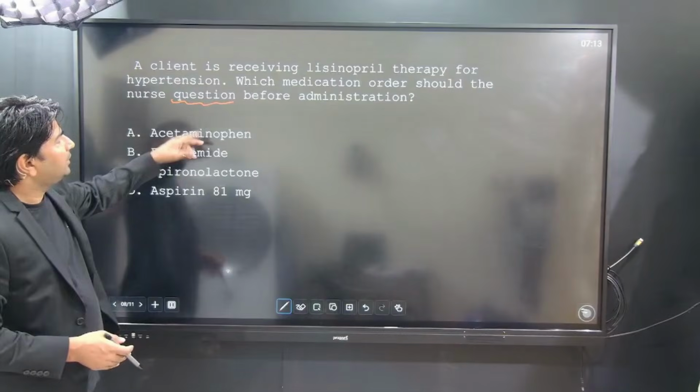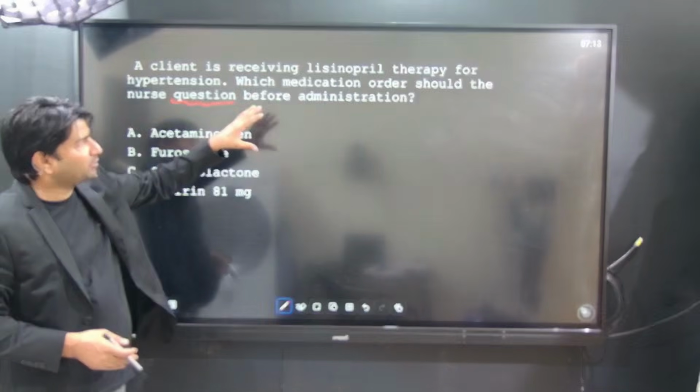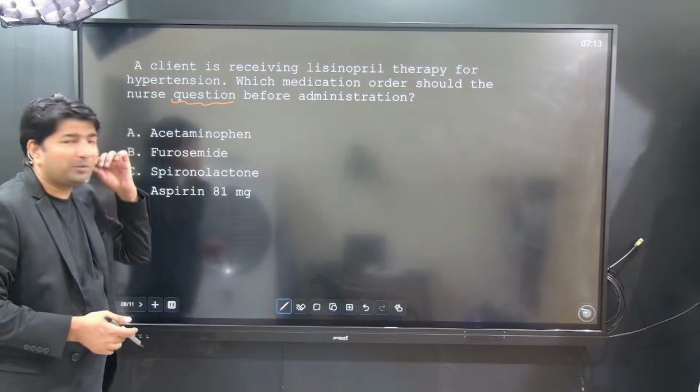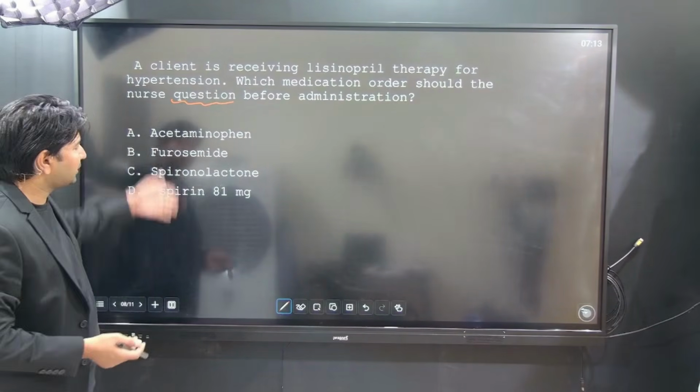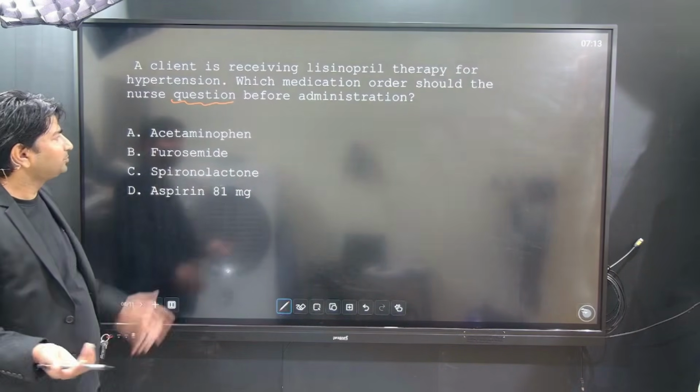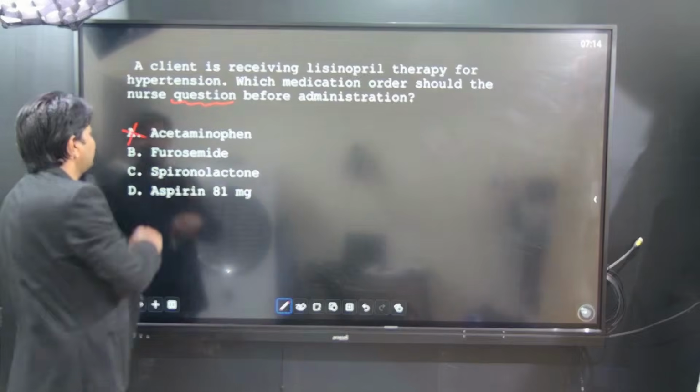The first option is acetaminophen. Now, with Lisinopril, you have to keep this in mind. Because of Lisinopril, potassium levels will increase, which can lead to hyperkalemia. So you need to find the drug that increases blood potassium levels. Acetaminophen, now that won't increase potassium levels.